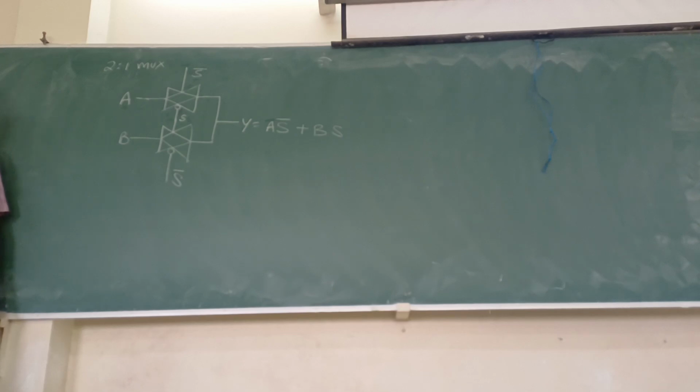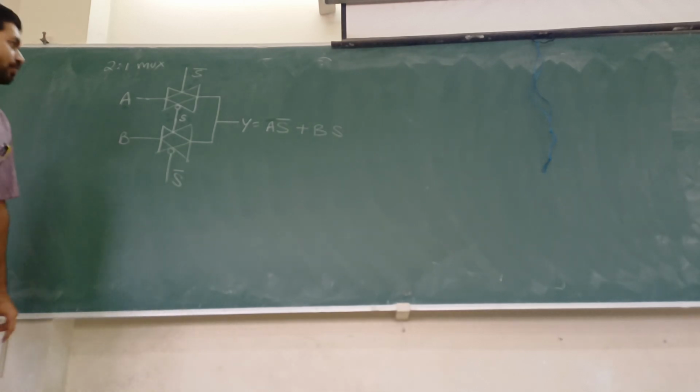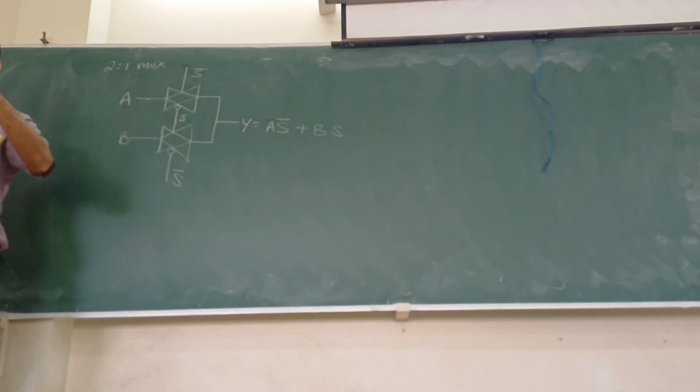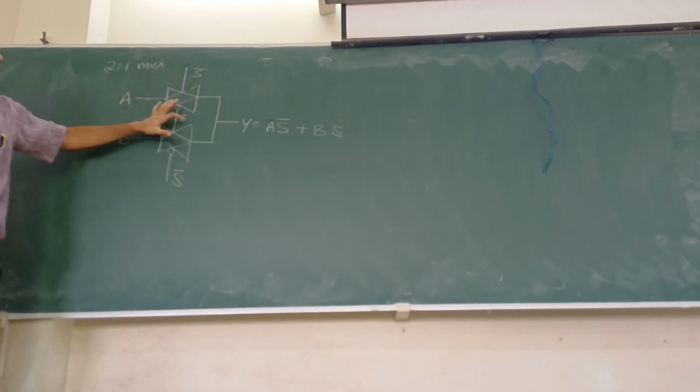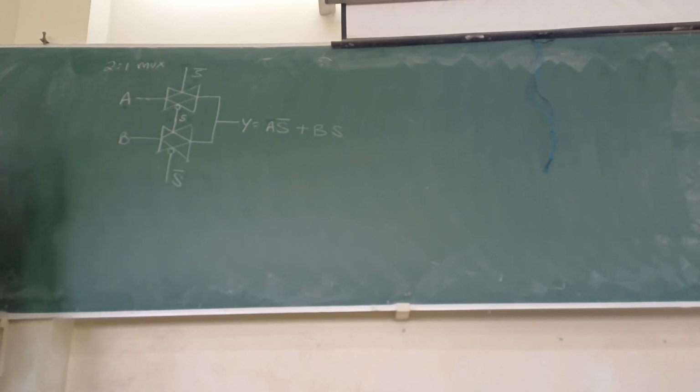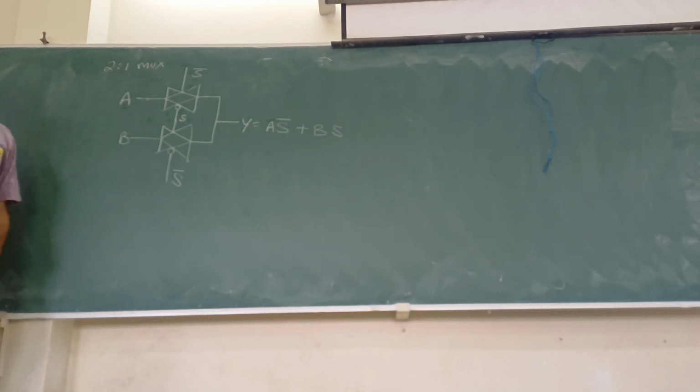Whatever reasoning you have written is also correct theoretically, but practically if you do it in the lab, you may get some changes. And it actually depends on what logic you apply for S and S bar also, 0, 1 or 1, 0, that also depends. But this is the actual design.